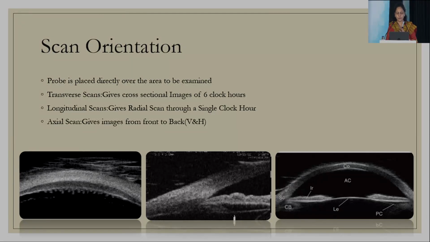Now there are three sections which it basically gives. One is the transverse section, where it gives you images of 6 clock hours. One is the longitudinal, where it gives you a single scan image, and one is the axial scan. Now this axial can be vertical and horizontal. When it is vertical, you place that white mark which you have seen there superiorly, and when it is horizontal, you place it nasally. So that is the catch for UBM. Only if you know the probe orientation, you are going to capture the images correctly.